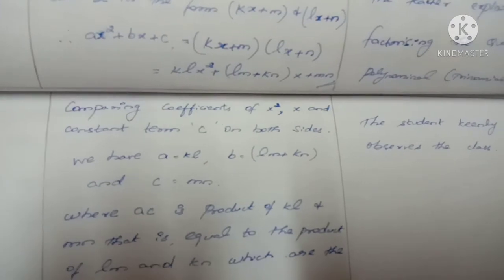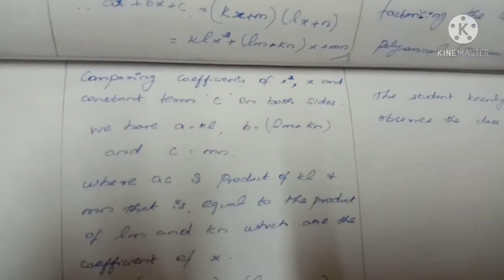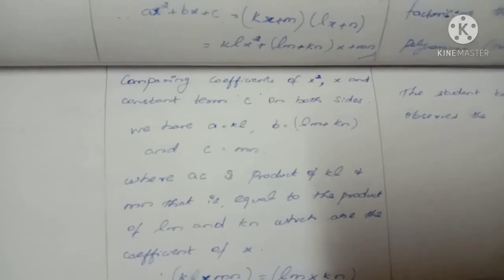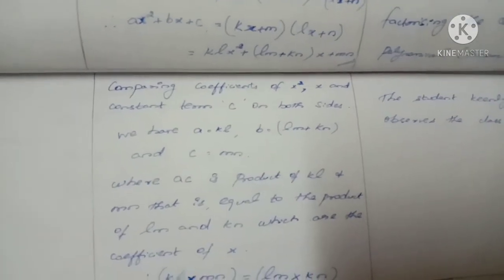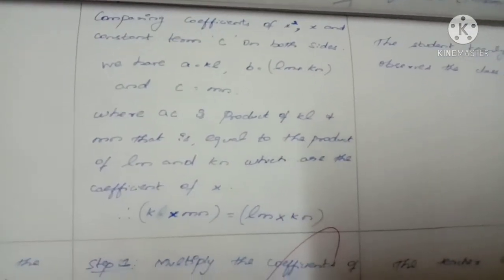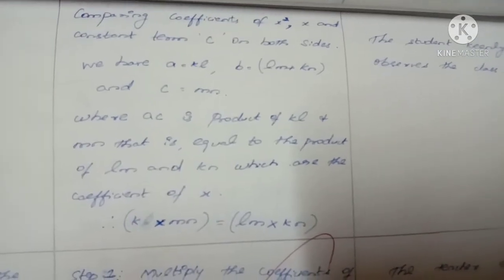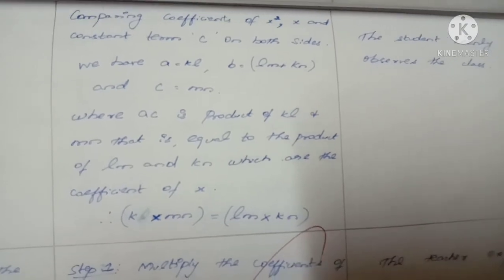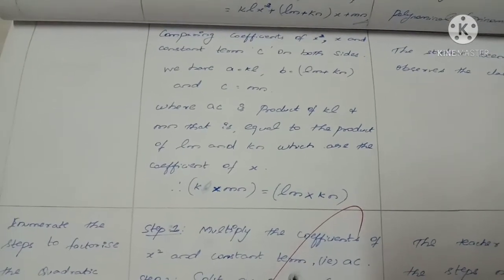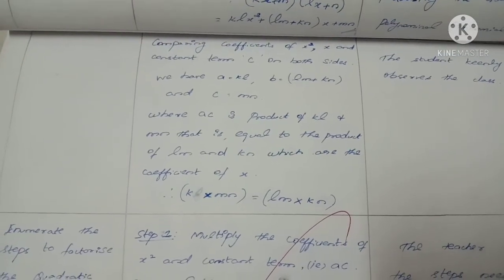Comparing coefficients of x square, x and constant term c on both sides, we have a equal to kl, b equal to lm plus kn and c equal to mn, where ac is the product of kl and mn, that is equal to the product of lm and kn, which are the coefficients of x. Therefore, k into mn equal to lm into kn.